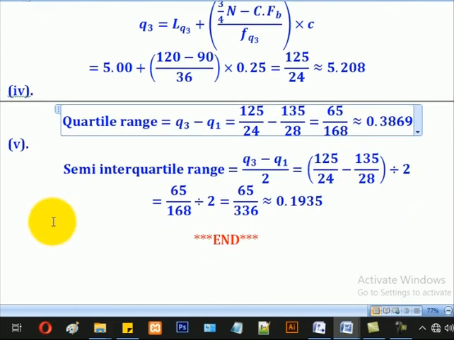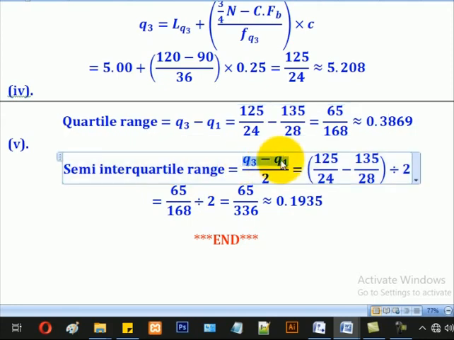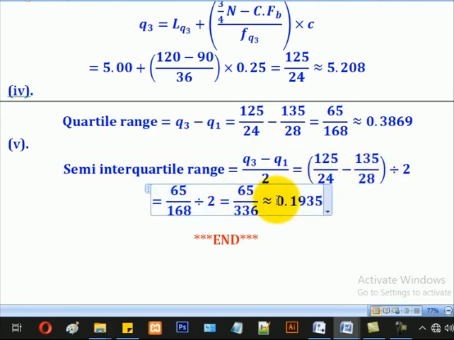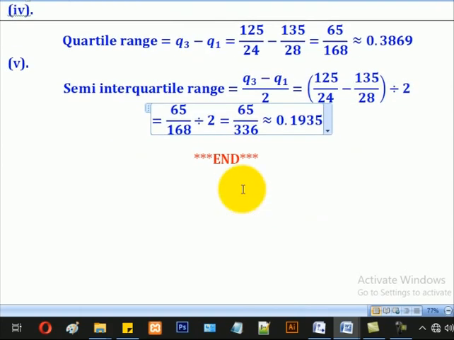Then Roman 5, they wanted the semi-interquartile range. Semi-interquartile range is equal to the quartile range divided by 2. So when you get the quartile range and divide by 2, we'll come up with the semi-interquartile range, which is 0.1935.